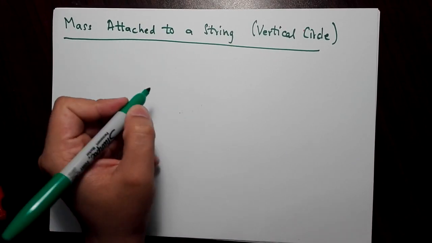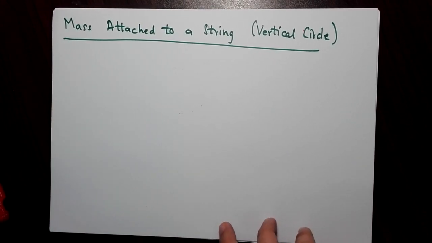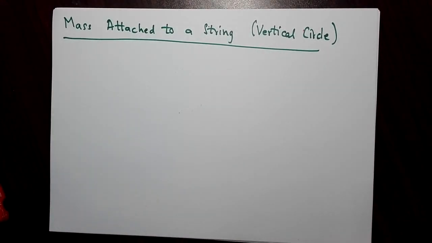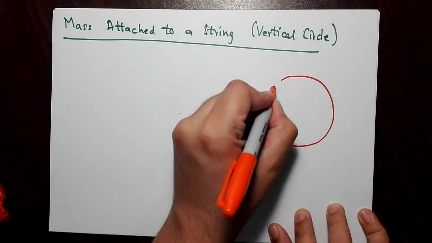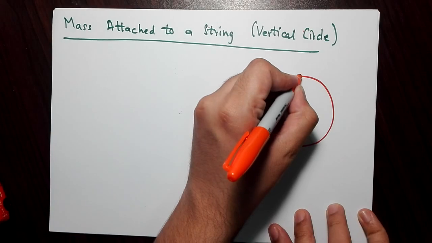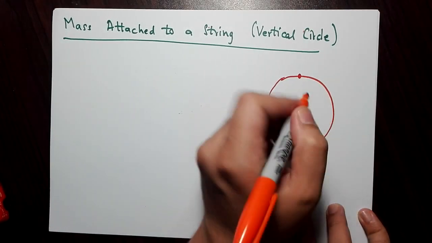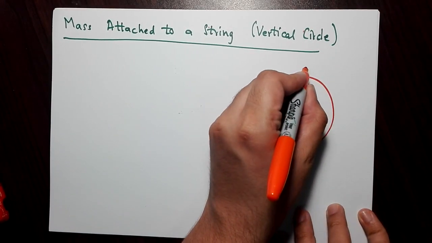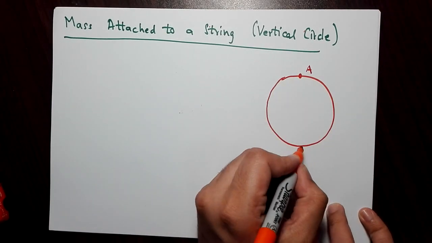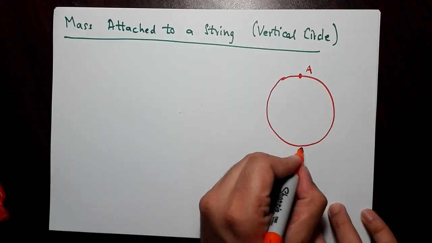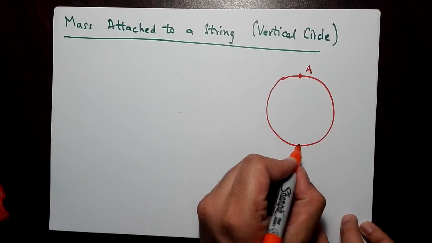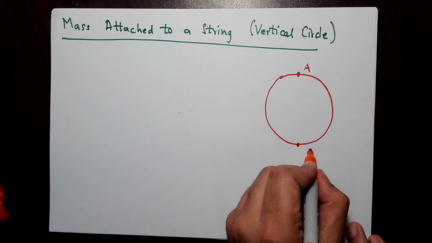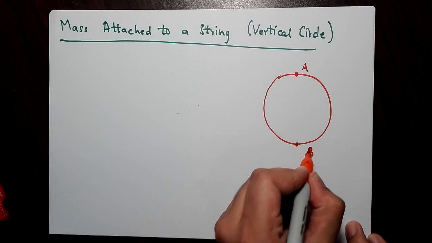What is the centripetal force? We're going to look at 2 points, the top and the bottom. So let's draw the circular path over here. Let's call the top point A. I'm not going to call it T because we're calling tension T. So let's call the bottom point B.